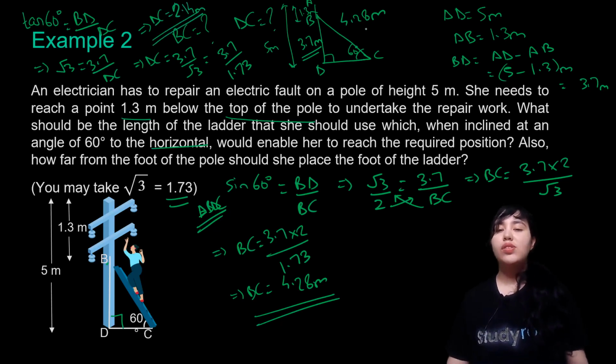So the length of the ladder is 4.28 meters and the distance between the foot of this ladder, that is point C, and the foot of this pole D, that is DC, will be 2.14 meters.